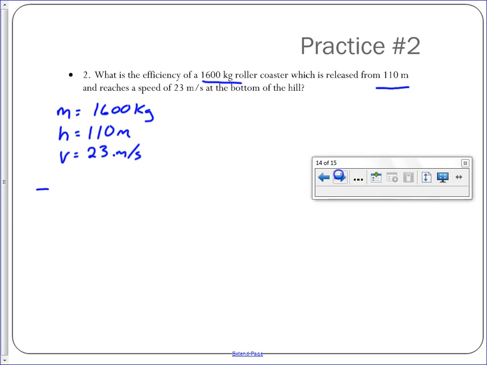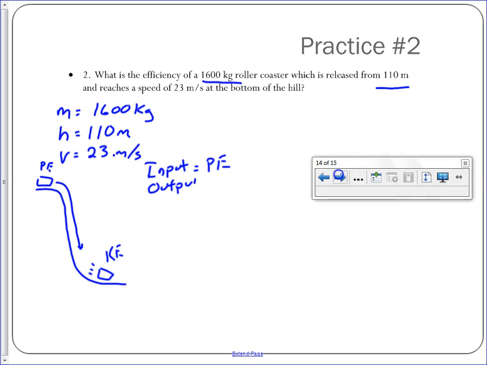So let's draw a little diagram just to remind ourselves what's happening here. We're starting with potential energy up here. It's going down here like we drew earlier, and it's ending way down here, and it's going super fast. Again, it has kinetic energy. We know that from before. So with the roller coaster, the input energy here is our potential energy. Our output, or useful energy, is our kinetic energy.